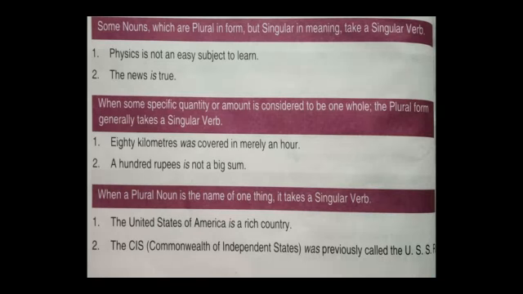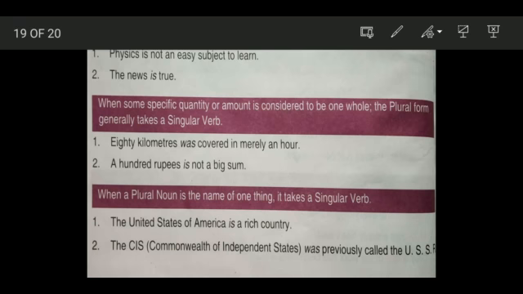Let us see some more rules. Some nouns which are plural in form but singular in meaning, that is, they are singular only, so they will take a singular verb. Physics is one subject only, it is singular, so we will use a singular verb. We don't say physics are, we say physics is not an easy subject to learn.